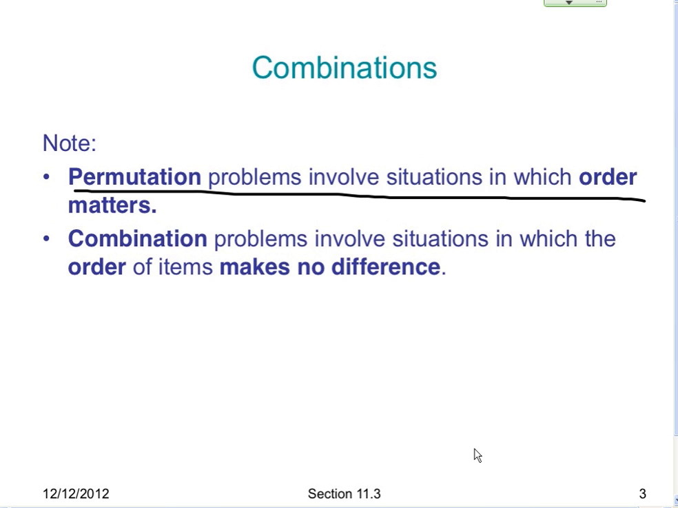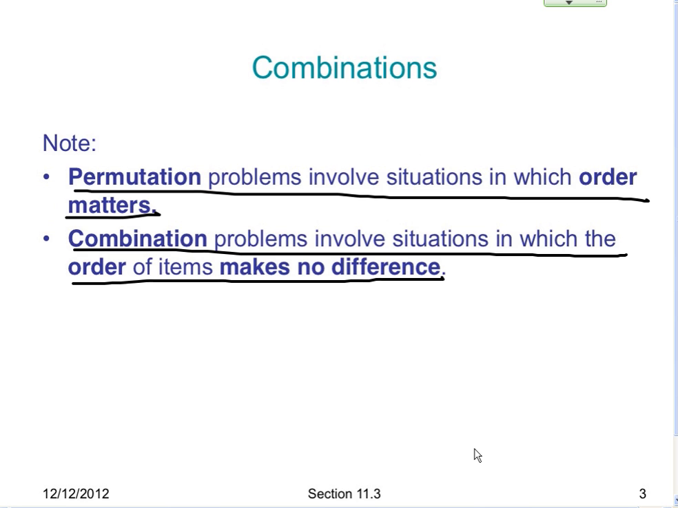Permutations involve situations in which order does matter. Combinations involve situations where the order of items makes no difference at all whatsoever.